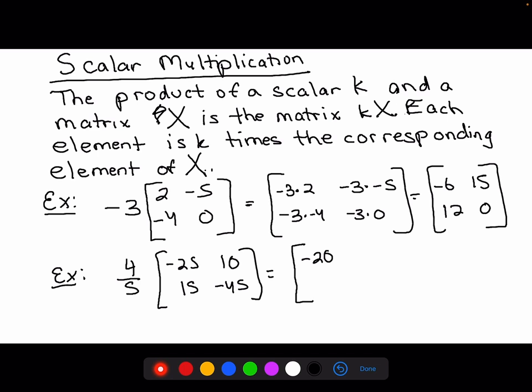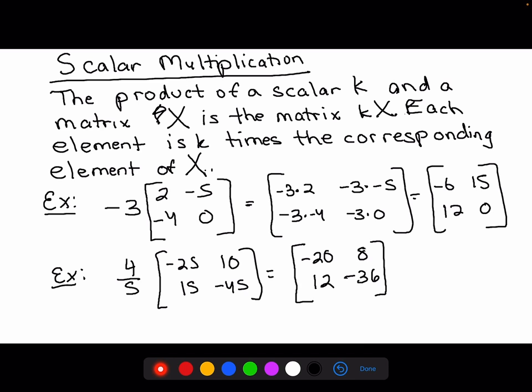10 is in that A sub 1, 2 position. So you do 4/5 times 10 and you get 8. 15 is in A sub 2, 1 position. So you have 4/5 times 15 and get 12. And then -45 is in the A sub 2, 2 position. 4/5 times -45 is -36. And that's what goes there. So that's scalar multiplication.